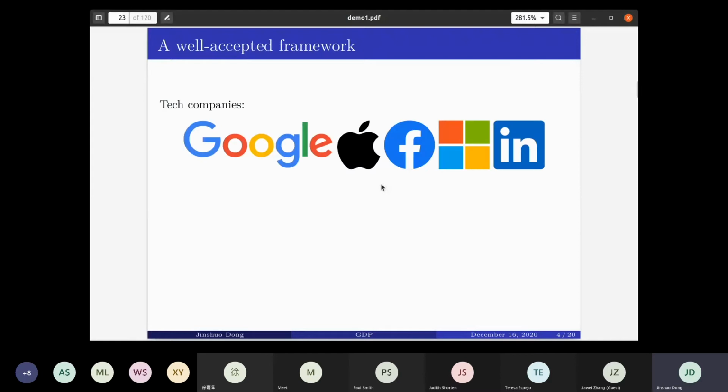Okay, so this is a well-accepted framework. It's accepted by Google, Apple, Facebook, Microsoft, and LinkedIn. And this list is only increasing. It's also accepted by the government. The U.S. Census Bureau is actually doing the 2020 census of the U.S., and they're applying this.